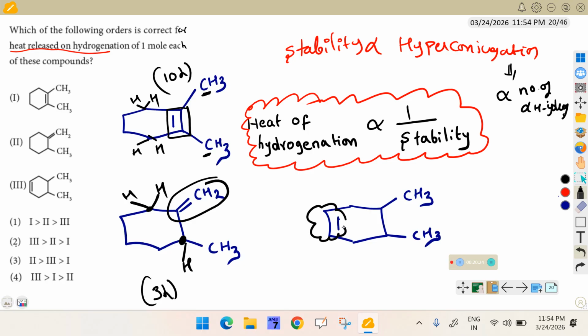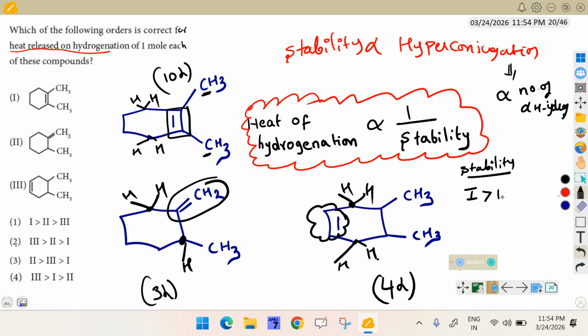Unsaturation is present between these two carbons. So this alpha carbon contains 2 hydrogens. This alpha carbon contains 2 hydrogens. Total 4 alpha hydrogen atoms are present. What we know: stability is directly proportional to the number of alpha hydrogens according to hyperconjugation. So the stability order: 1 is most stable, after 1 comes 3, after 3 comes 2.